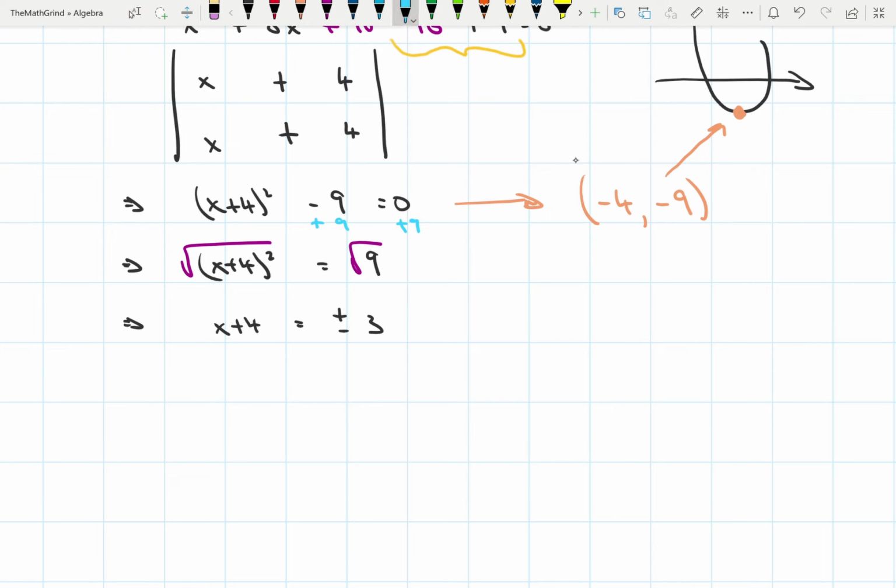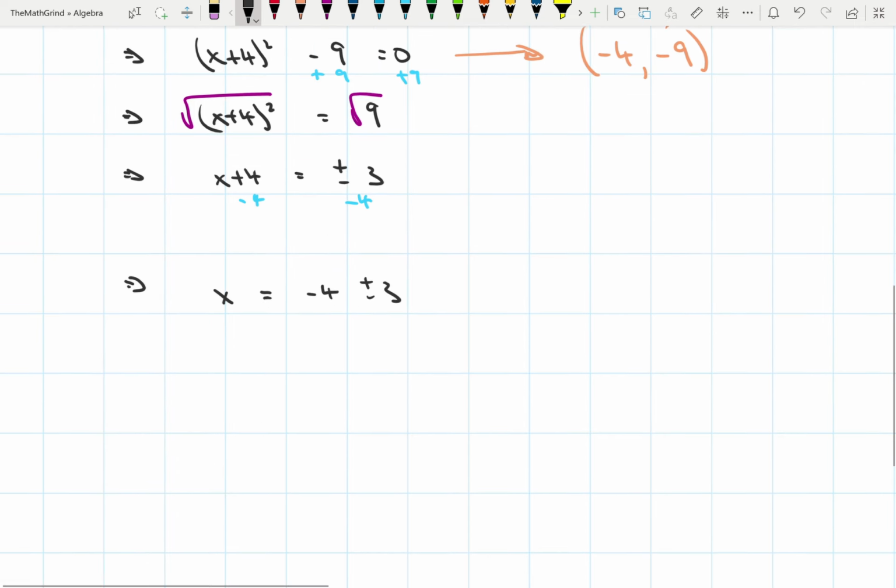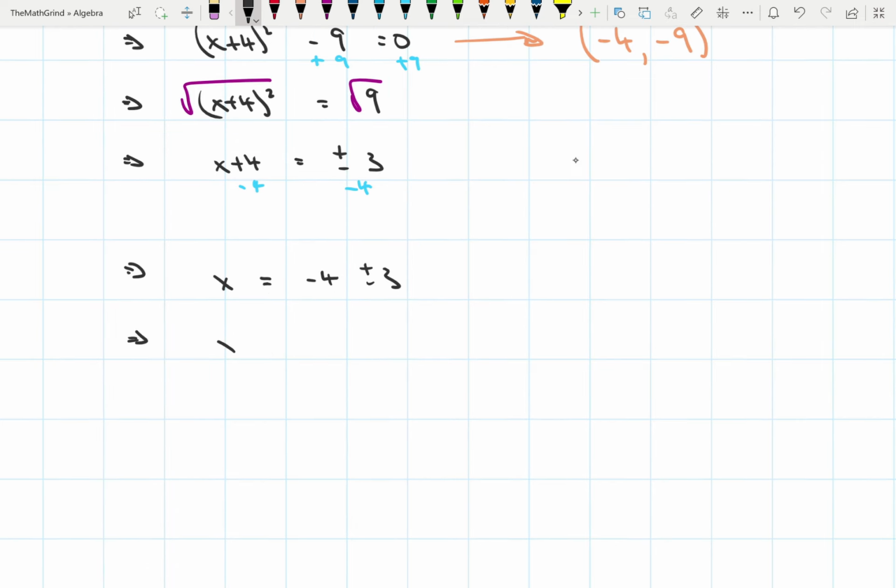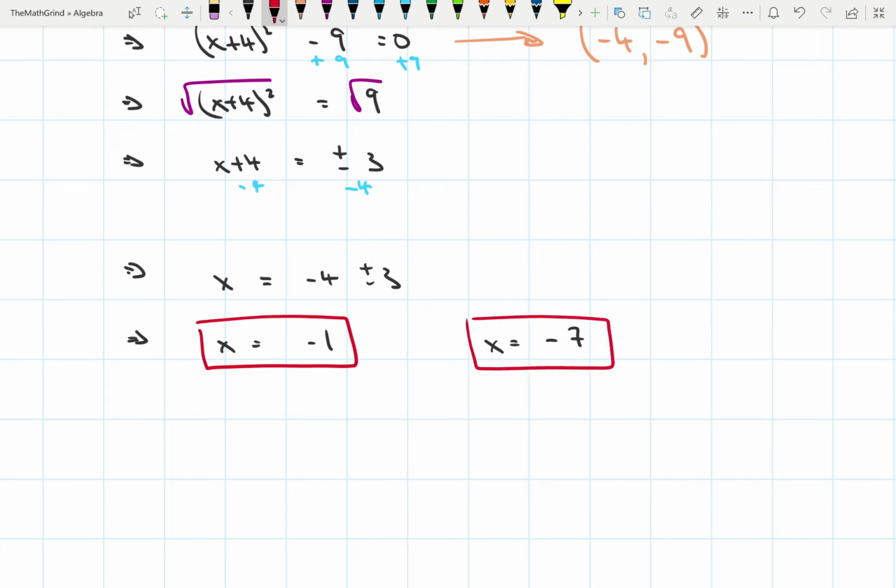And again, I'm going to subtract 4 from both sides, and I'm left with x is equal to minus 4 plus or minus 3. Now, that gives me my two values. X is going to be equal to minus 4 plus 3, which is negative 1, or x is going to be equal to minus 4 minus 3, which is negative 7. And there I have solved a quadratic equation using a complete square form.